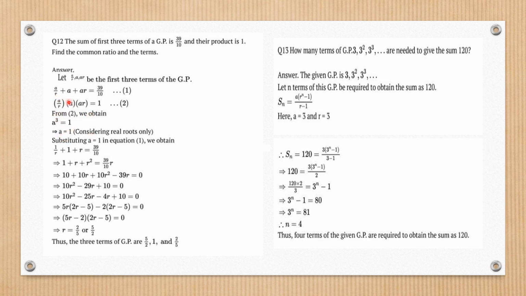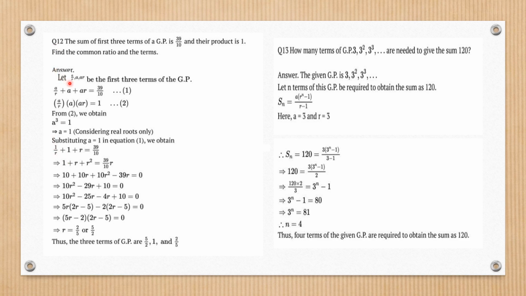Now I will put my values of R here, and by solving it I'll get a quadratic equation. Simply, I can get the equation as 10R square minus 29R plus 10 equal to 0. Then I can factorize it, minus 25R minus 4R, and the factors will be (5R minus 2) into (2R minus 5) equal to 0. So I will get R as 2 by 5, 5 by 2. And my A is 1.